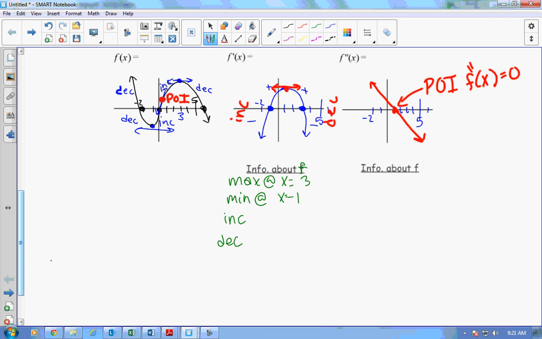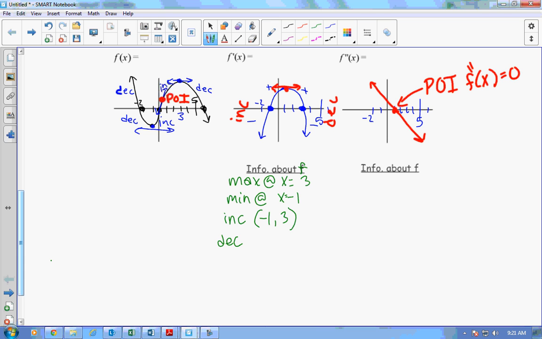Good, and what goes around the negative 1 and 3? So at negative 1, is it increasing or is it changing from decreasing to increasing? It's changing, so we would use parentheses because it's in the process of changing from increasing to decreasing. Okay, interval of decreasing. Claudia, can you tell me the interval of decreasing?